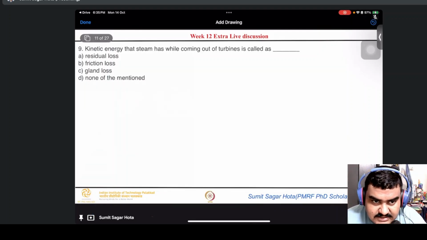The kinetic energy that steam has while coming out of the turbine is called as what? Whatever comes out from the turbine is actually left over, so that's the reason we call it residual. And the loss associated with that is called residual losses.